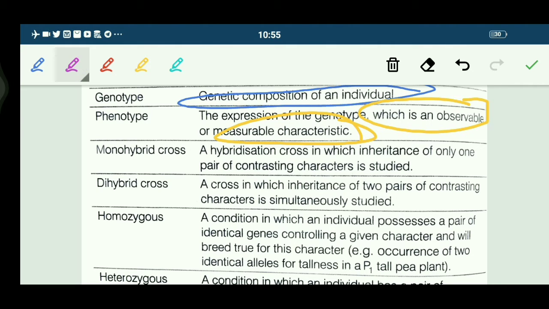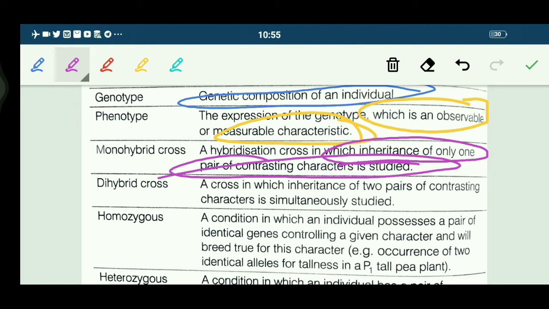Now, what is monohybrid and dihybrid, beta? A hybridization cross in which inheritance of only one pair of contrasting characters is studied. That is why we had studied the height only, that is tall or dwarf. So, that is height, only one pair of contrasting traits. And what about the dihybrid cross then? A cross in which the inheritance of two pairs of contrasting traits is simultaneously studied. For example, we will be discussing this today. Mendel has taken two contrasting characters, one with green round seed, one with yellow wrinkled seed. So, that is a dihybrid cross.